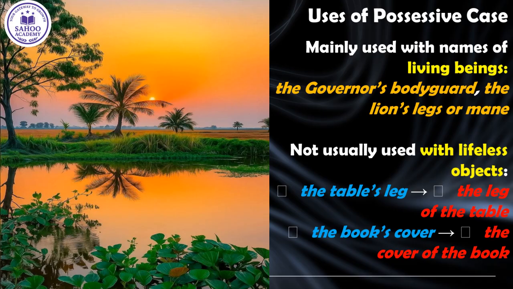But the possessive case is not usually used with lifeless objects. For lifeless things, we generally use the of structure instead of apostrophe s. Look at these examples. The table's leg is incorrect, but the leg of the table is correct. The book's cover is incorrect, but the cover of the book is correct. So remember this rule. Living beings use apostrophe s and lifeless objects use the of structure. This will help you to choose the correct possessive form in sentences. Clear? Now let's proceed to the next slide.